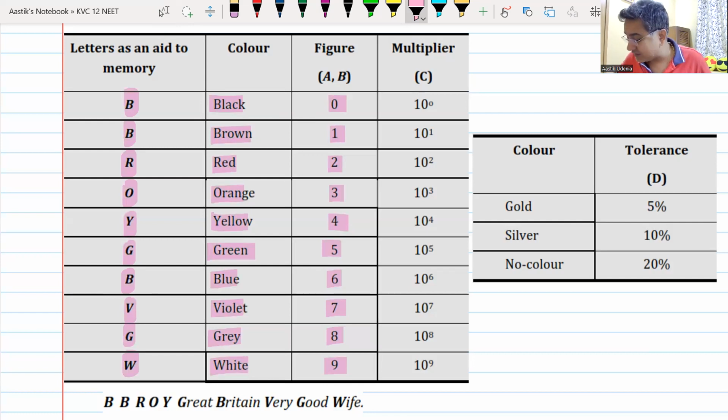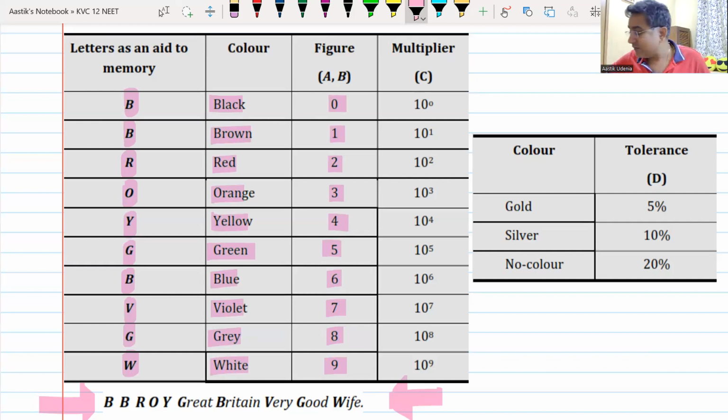How do you remember this? This is the short mnemonic that you have to remember. B B Roy of Great Britain had a very good wife. The first B stands for black. The second B stands for brown. R for red. O for orange. Y for yellow. G for green. Next B for blue, then violet, gray, and white.